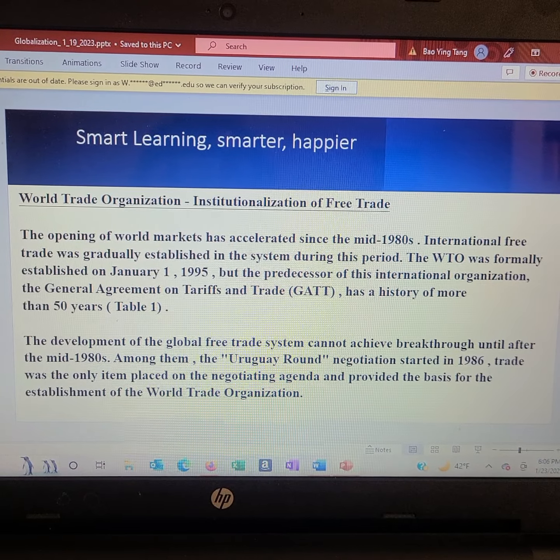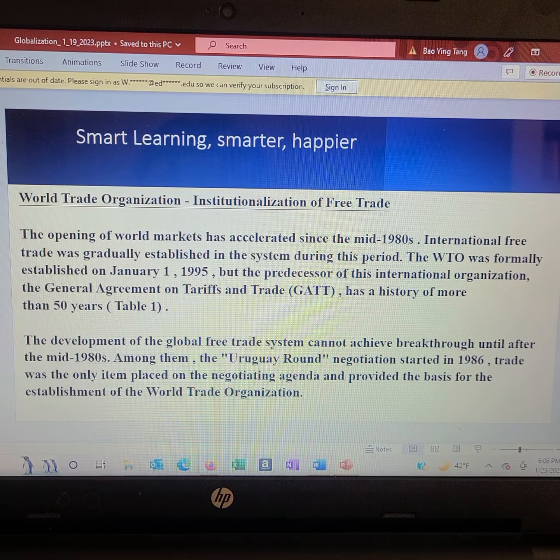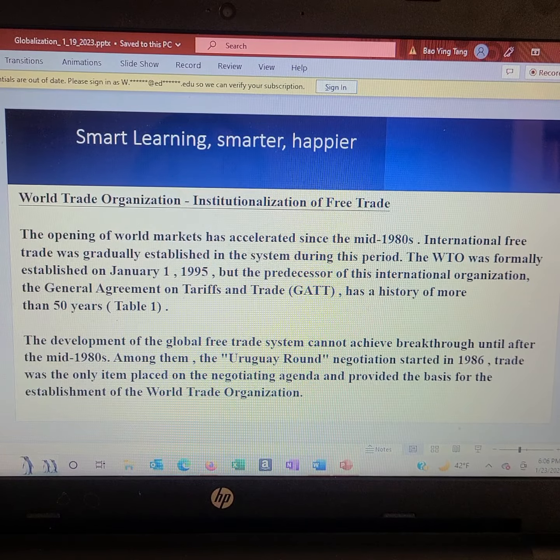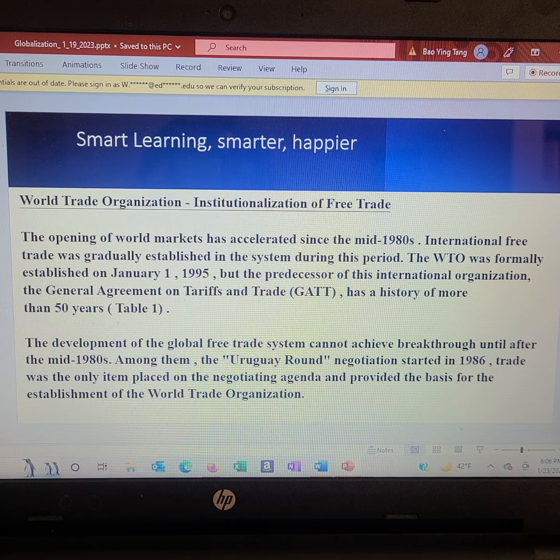The World Trade Organization, the institutionalization of free trade. The opening of world markets has accelerated since the mid-1980s. International free trade was gradually established in the system during this period. The WTO was formally established on January 1, 1995, but the predecessor of this international organization, the General Agreement on Tariffs and Trade, GATT, has a history of more than 50 years.